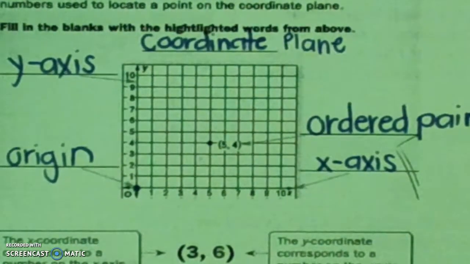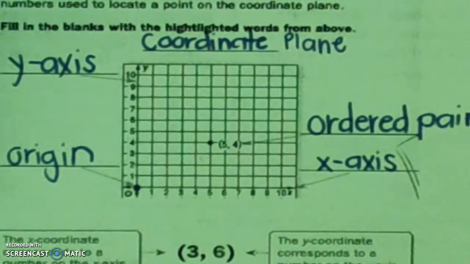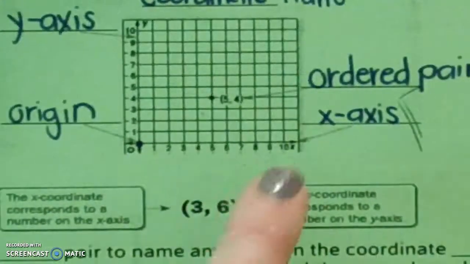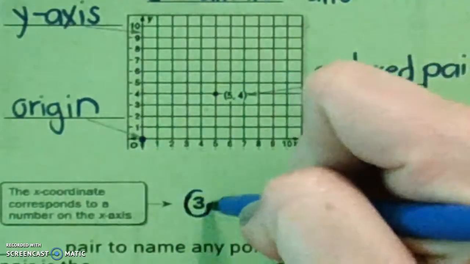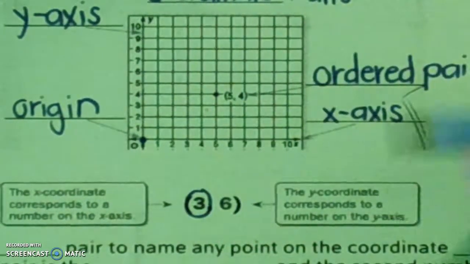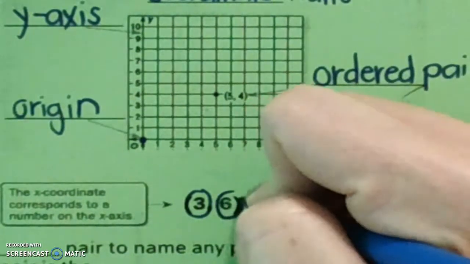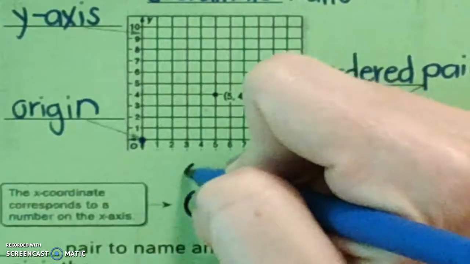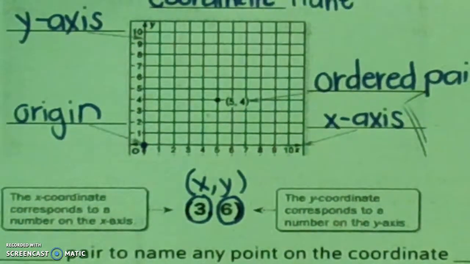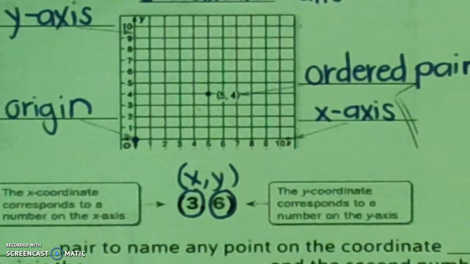So far, so easy, right? All we have to do is label. Review from 5th grade. This right here is an ordered pair. This first number is the x coordinate, and the second number is the y coordinate. Think about it like it's the opposite. X comes before y, so the x coordinate is first, the y coordinate is second.